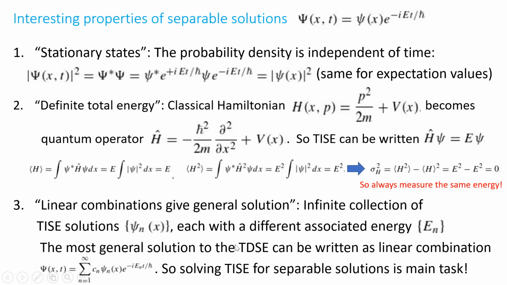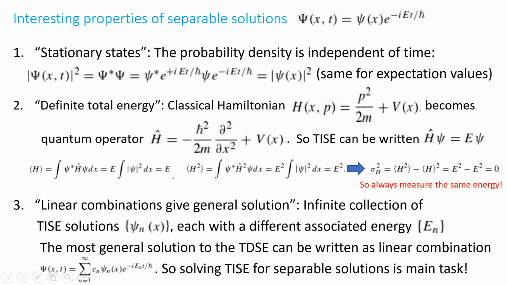So then the most general solution to the time-dependent Schrodinger equation, TDSE, can be written as a linear combination: psi of x and t is equal to the sum over all the time-independent stationary states times coefficients weighting each of those stationary states. So this is the stationary state here. And if we weight them appropriately, if we choose these Cn appropriately, we can get any solution to the time-dependent Schrodinger equation we want.